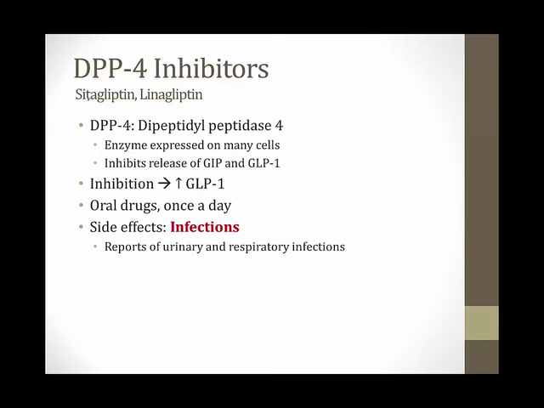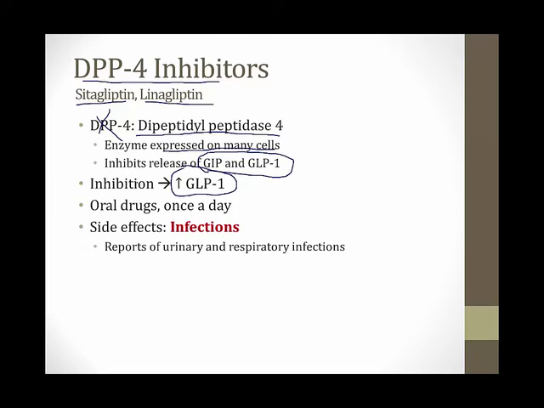The second class of diabetes drugs related to the incretins are the DPP-4 inhibitors. There are two important drugs in this class, sitagliptin and linagliptin. DPP-4 stands for dipeptidyl peptidase 4. It's an enzyme expressed on many cells, and it inhibits the release of GIP and GLP-1, the two incretins we just talked about. So when you inhibit the inhibitor, you boost levels of GLP-1, and therefore you have a similar effect to the GLP analogs that we talked about in the last slide. You will boost insulin levels.